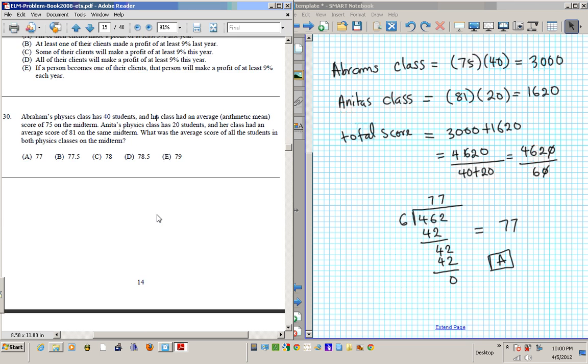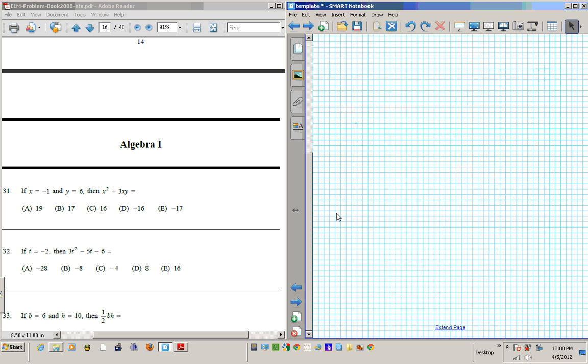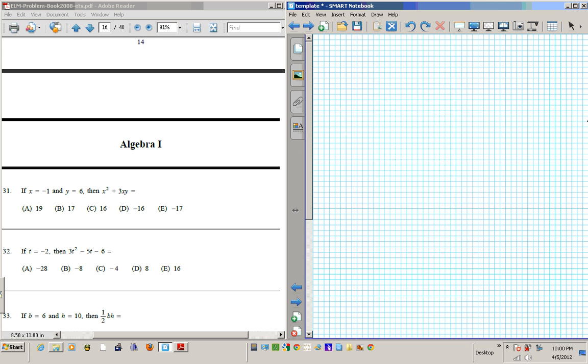Okay, now let's move on to the next section, the algebra section. We're going to start off with question number 31. 31 says, if x is -1 and y is 6, what is x squared plus 3xy? So x squared plus 3xy. This is a problem that tests your ability to simplify, to basically substitute and simplify expressions. Okay, so if I plug in x squared, -1 is going to be -1 squared plus 3 times x, which is -1, times y, which is 6.